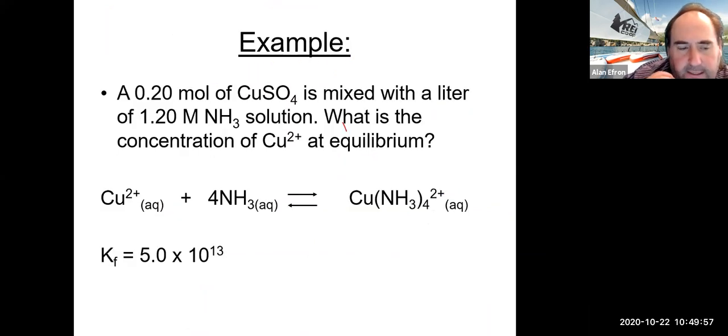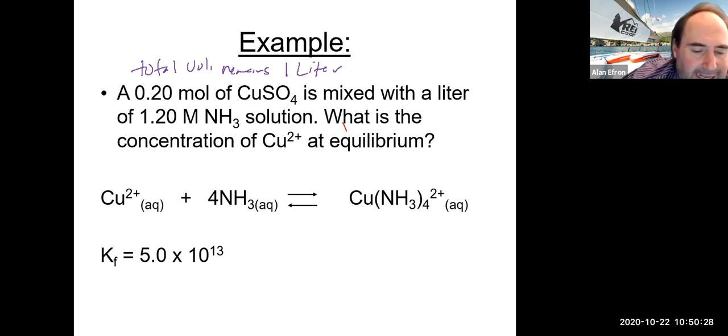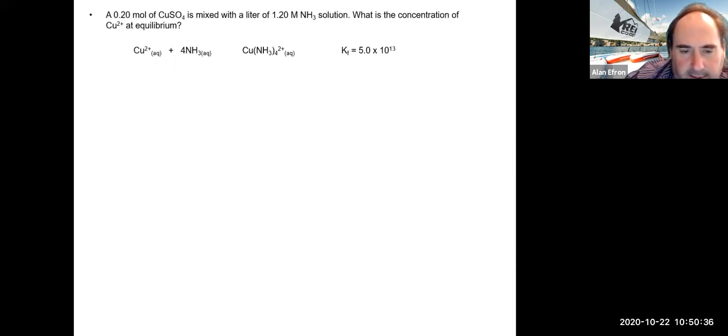Okay. So let's take a look at calculations that do involve Kf calculations here. We want to mix the copper 2 sulfate with a liter of ammonia. What is the concentration of the copper 2 at equilibrium? We're going to assume in this case that the total volume remains 1 liter, just to make the calculations easy. So everything's going to be 1 liter. Again, it won't always be the case, but just to show you how this calculation happens, we're going to keep it that way.